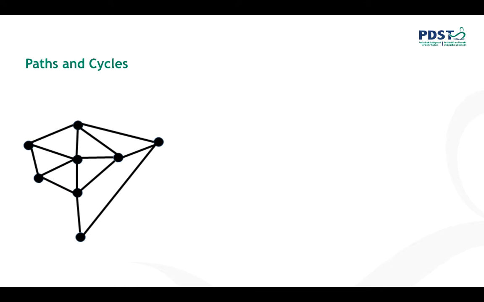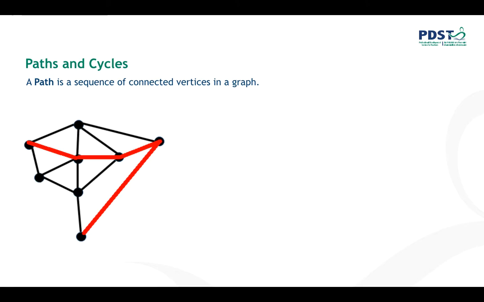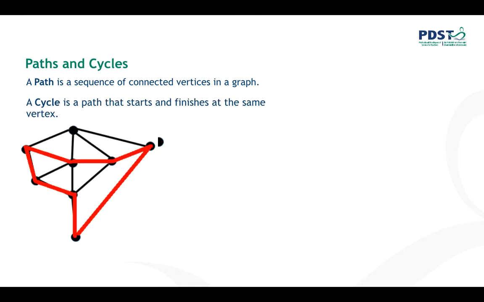But before we deal with it, we need to recap what paths and cycles are. So remember, a path is a route through a graph, so a sequence of connected vertices in a graph, whereas a cycle is a loop that starts and ends at the same point. Something like that. Okay, a tree.